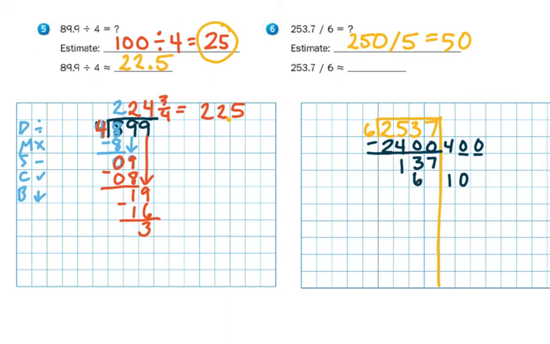6 times 10 is 60. Go ahead and subtract. Can it go in there 10 more times? Well, sure, because 10 times 6 is 60, and we have 77 left here. Go ahead and subtract. Can it go in there 10 more times? Well, it can't because there's only 17 left, so it's a basic fact.